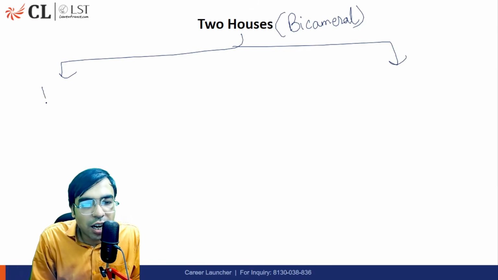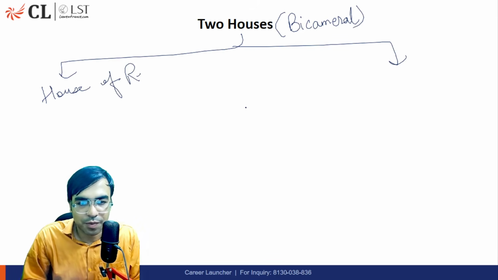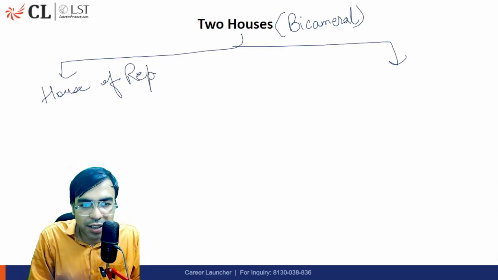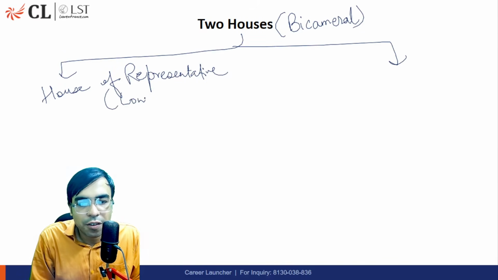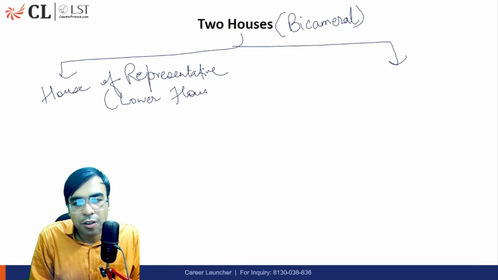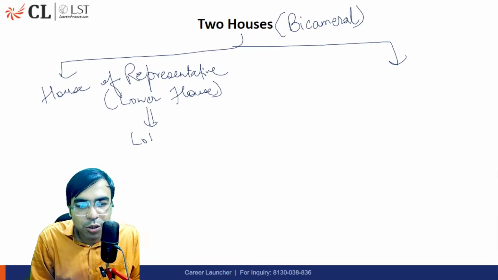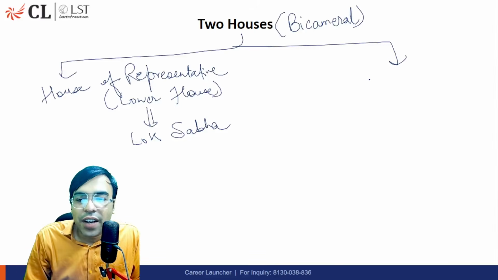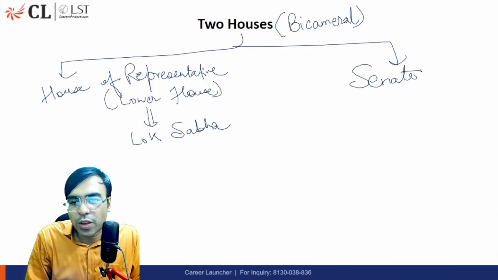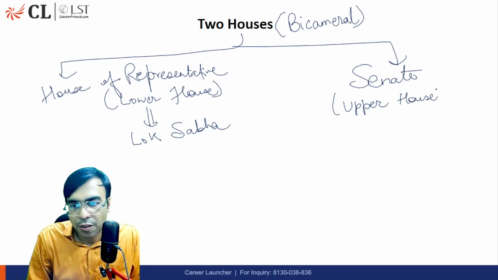So basically we have two houses in the US Congress. The first is called the House of Representatives. It is also called the lower house, very similar to Lok Sabha in India. I'm using the word similar because it is not exactly the same. Similarly, we have the Senate in the USA, called the upper house, very similar to Rajya Sabha.